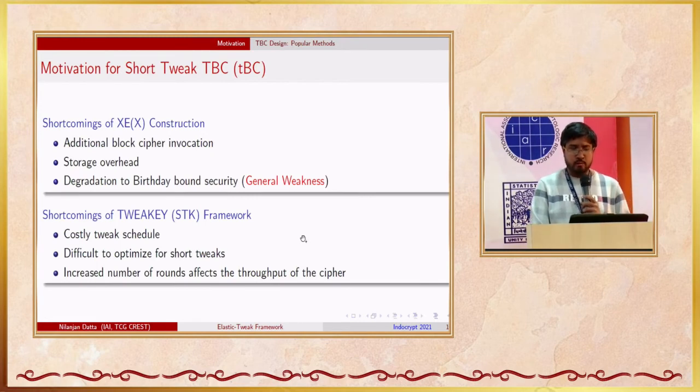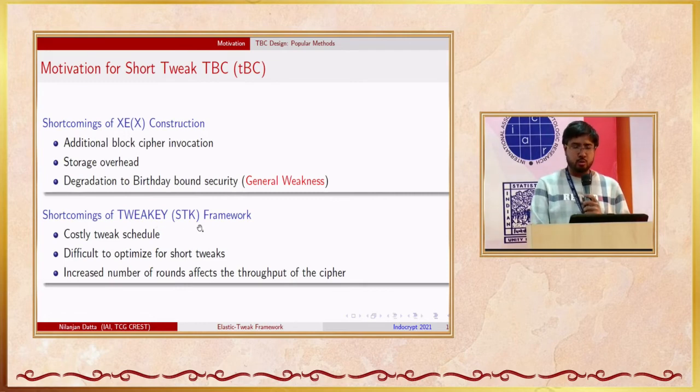Now, both of these frameworks have some limitations. For XCX, you require an additional block cipher invocation, which may not be very good when you process very small messages, and you have some storage overhead because you have to store that secret delta value. And typically, a general weakness of this XCX construction is that it degrades to birthday bound security. So you cannot achieve more than birthday bound security if you apply this XC or XCX kind of construction.